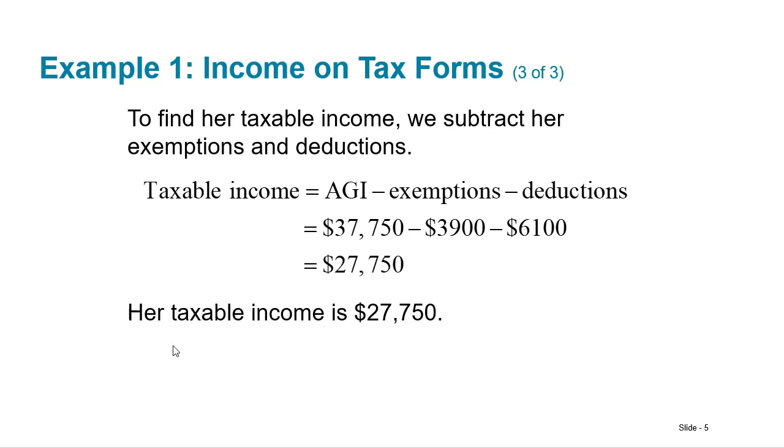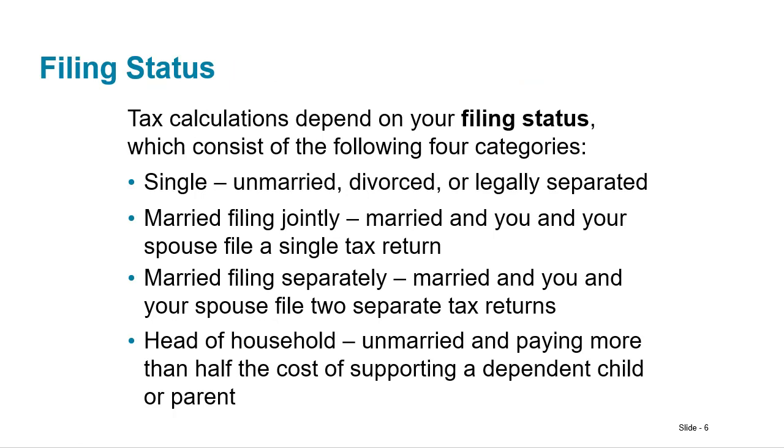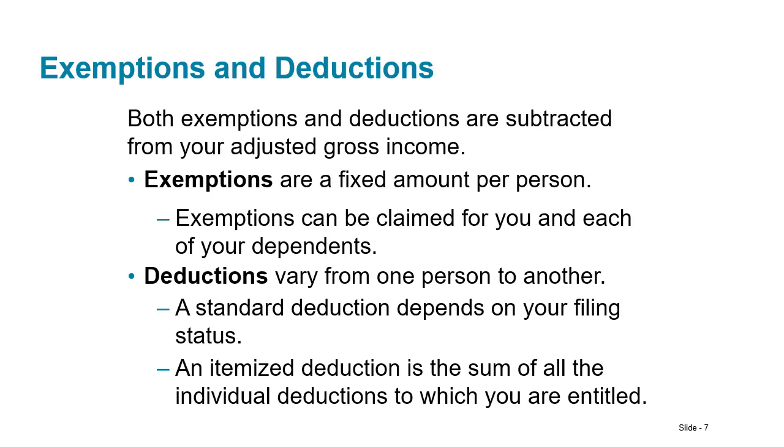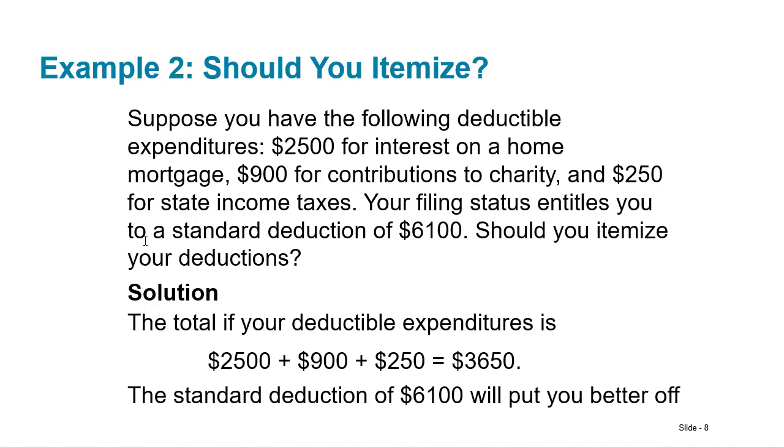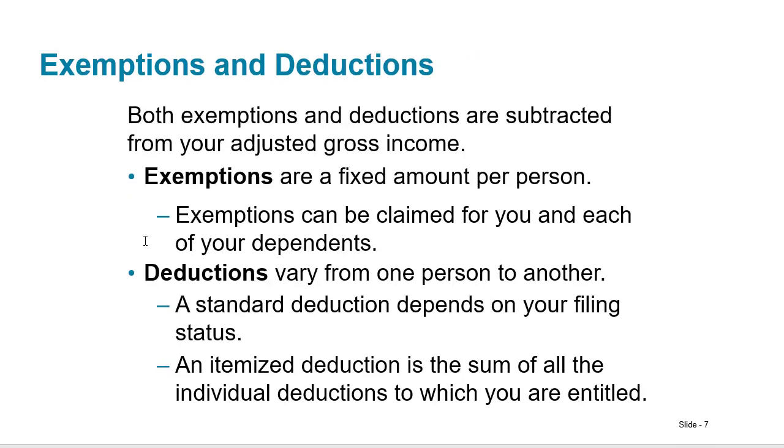Then she would look that up in a table and figure out how much she owes, right? So there's all sorts of calculations that go into this. Your marital status, whether you're head of household. Exemptions are a fixed amount per person, and they can be claimed for you and each of your dependents. Deductions are things that vary from one person to another. Like a standard deduction would be the standard amount you take for, there's like a standard health insurance deduction. It's a medical deduction basically. It's like you get a standard $2,500 each year kind of thing for medical bills.